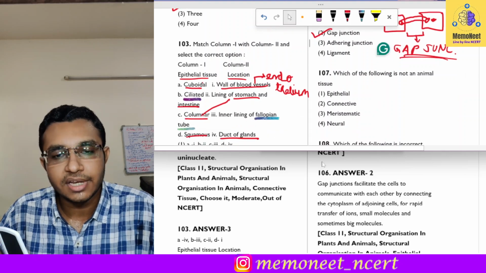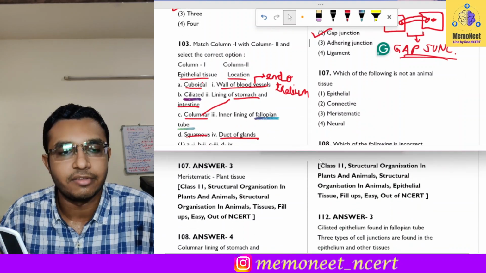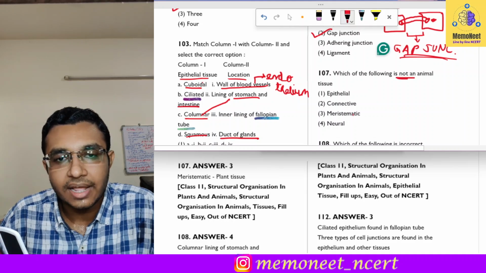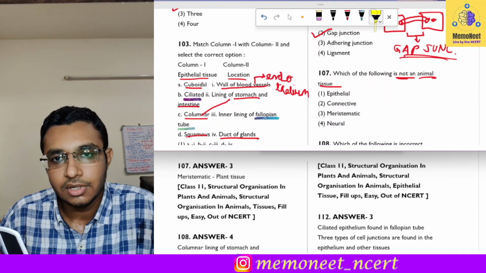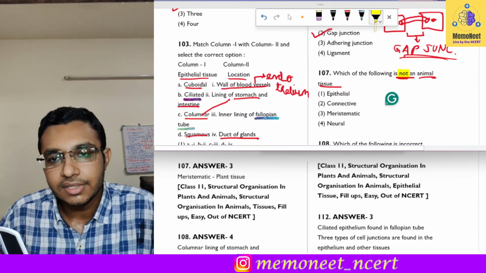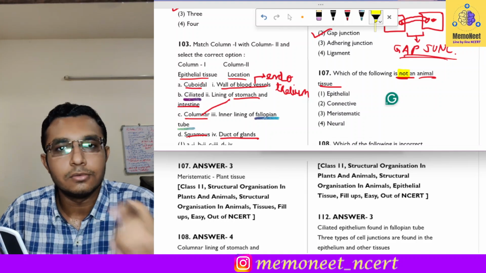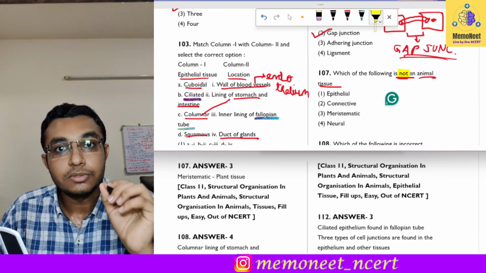Now moving on to the next question, that is question number 107. Question 107 states that which of the following is not an animal tissue. Here a very important word is given, that is not. If you miss this word, then you will get the entire question wrong and you will lose the marks. So it is very important to read the question properly.